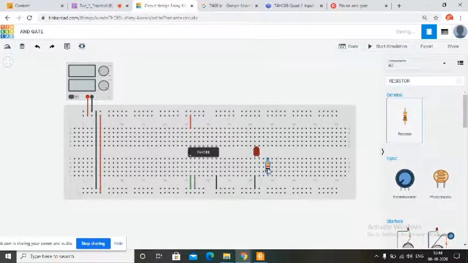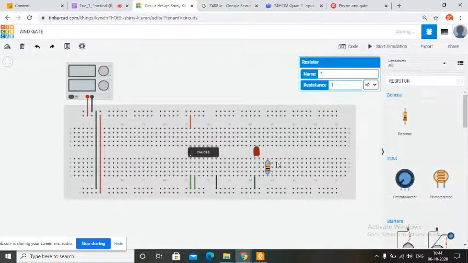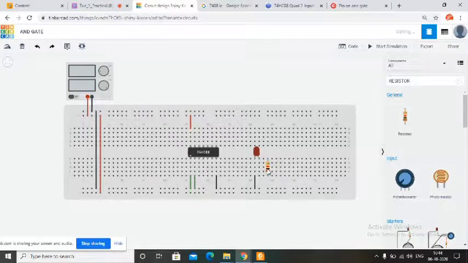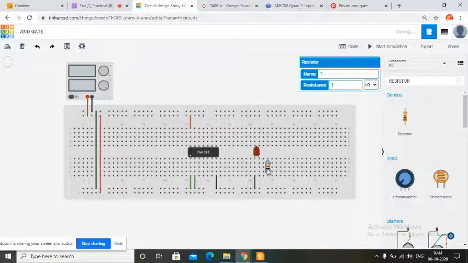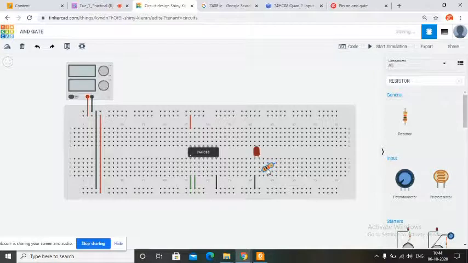Let us put the resistor there and rotate it. Let us place it with the help of the R button. Just click on the component you want to rotate, and then press the R key on your keyboard to rotate it. The other way is you can also click on this particular tab to rotate the component.